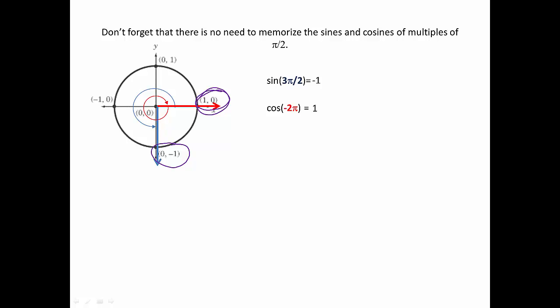Let's do one more. What if you're asked about the cosine of pi halves? I should have made that pi halves green, but you get the basic idea. There's the angle pi halves in green. Its terminal point is 0, 1. And the cosine is the x value, so the cosine of pi halves is 0. And that's it.